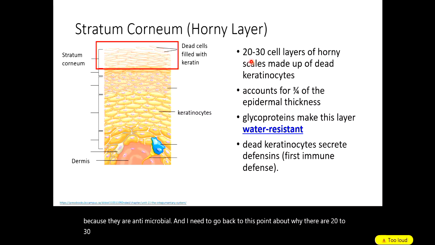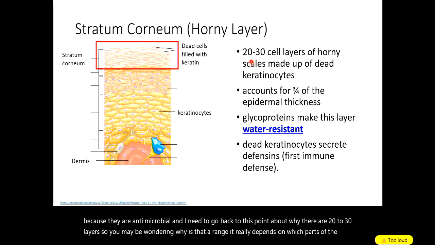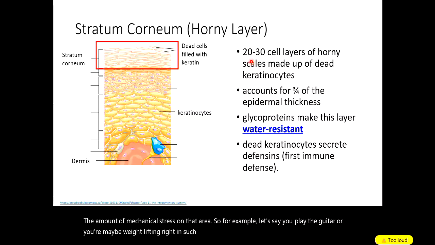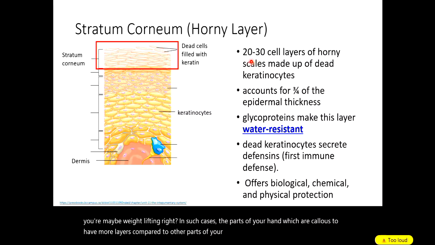And I need to go back to this point about why there are 20 to 30 layers. So you may be wondering, why is there a range? It really depends on which part of the body you're looking at, and also the amount of mechanical stress on that area. So for example, let's say you play the guitar, or you're maybe weightlifting, right? In such cases, the parts of your hand which are calloused will have more layers compared to other parts of your body.